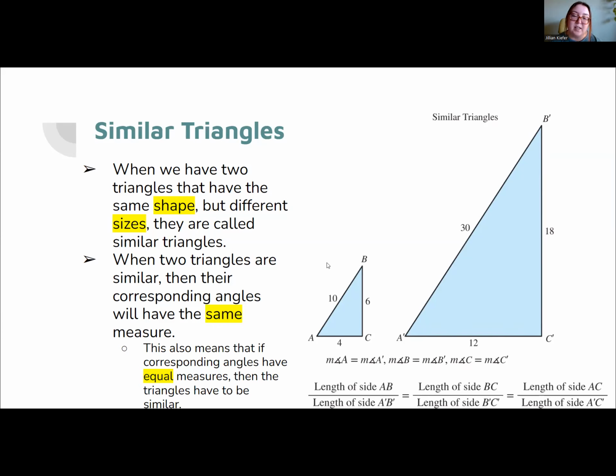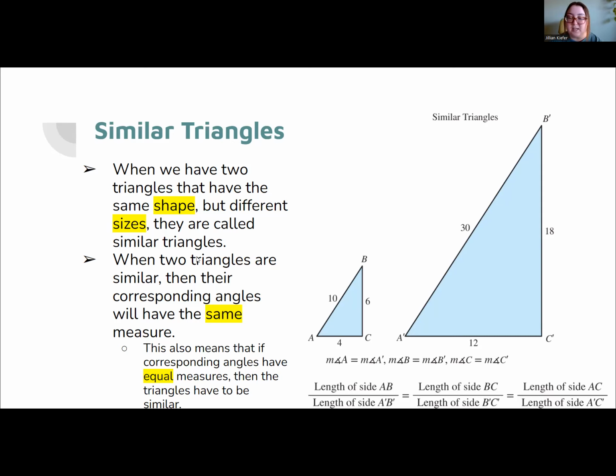So this means that if corresponding angles have equal measures, that also means that the triangles have to be similar. So it works in other directions too: if these triangles had equal angle measures, then they would also be similar triangles. We can use these things to solve certain problems, like we'll see in our next example, but also to relate different sized triangles and find out information that we need based on information from a bigger or maybe smaller similar triangle.